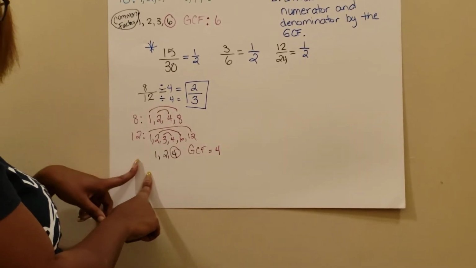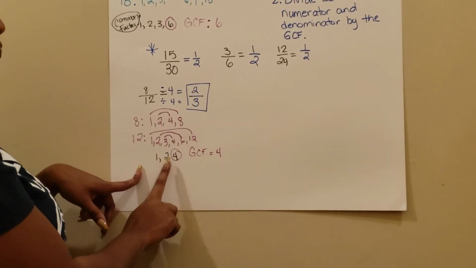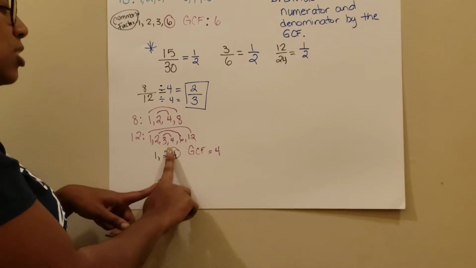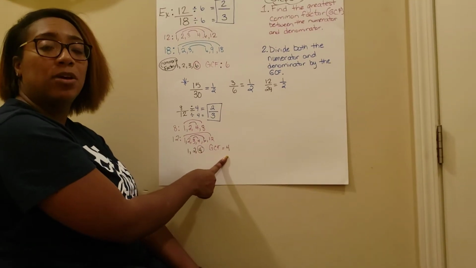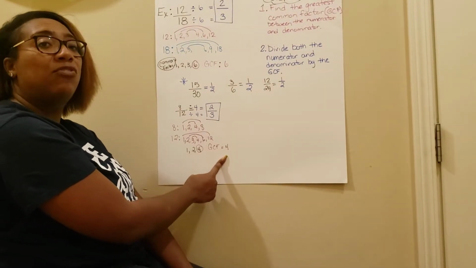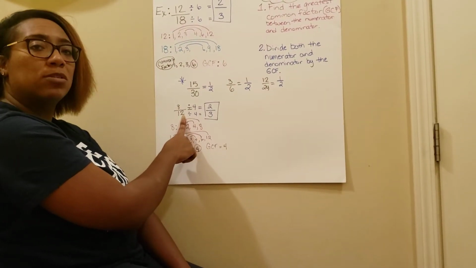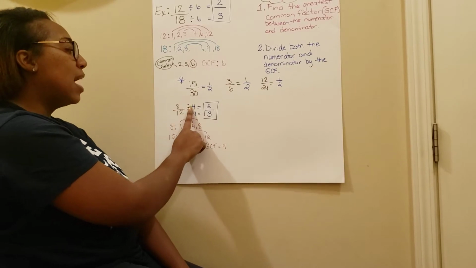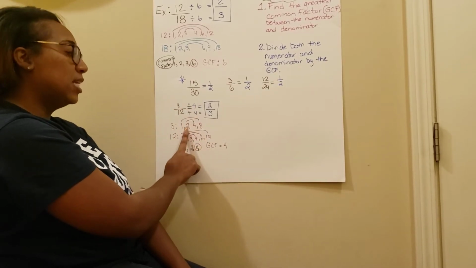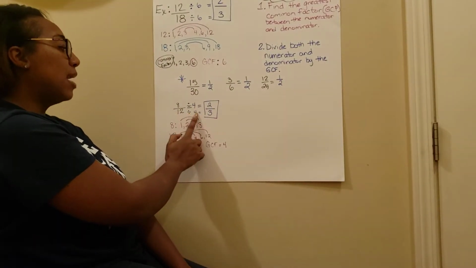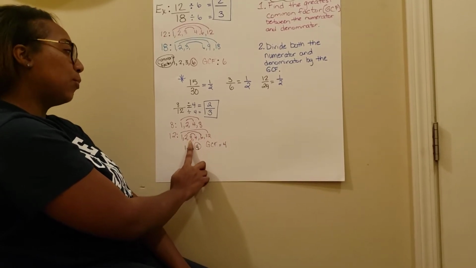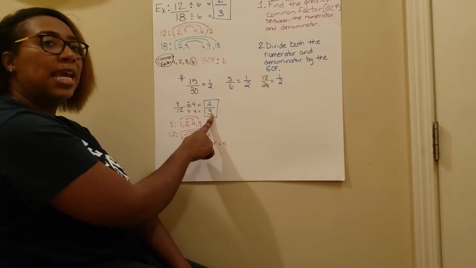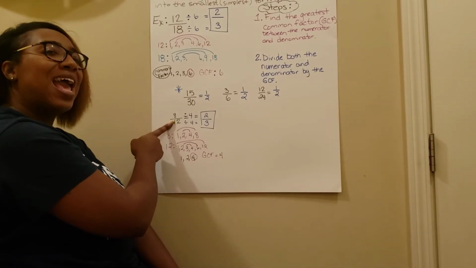The common factors they had were 1, 2, and 4. And the largest number between 1, 2, and 4 was 4. So our GCF equals 4. So we take 4 and we divide 8/12 by 4. 8 divided by 4 is 2. 12 divided by 4 takes us to 3. So 2/3, again, is the simplest form of 8/12.